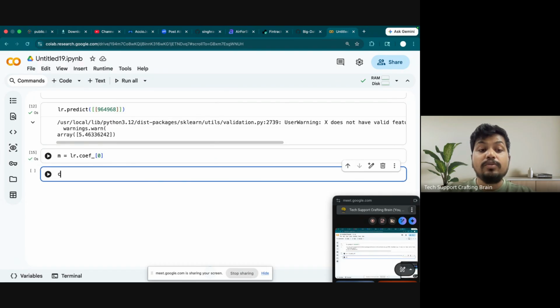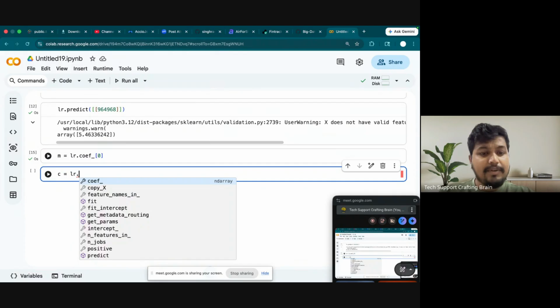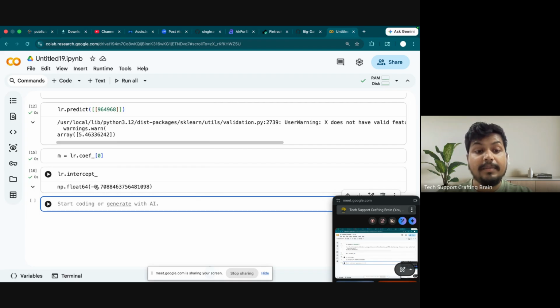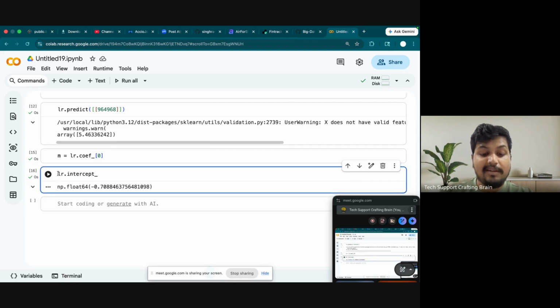And now the C value, that is the intercept. We are going to get it from LR dot, I guess if I'm not wrong, intercept. Yes, LR dot intercept. Let me show you what intercept value is coming. It is coming minus 0 point something. So this is our C value.